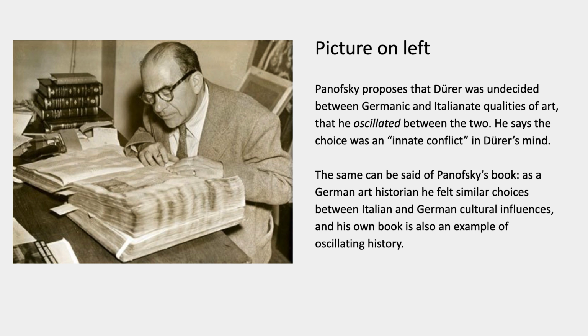And he says that the choice between being a quote-unquote purely German artist and a follower of Italian art styles was a quote innate conflict in Dürer's mind. It's also possible to read Panofsky's own book this way, because as a German art historian, he also felt similar choices between Italian and German cultural influences. So his own book is also an example of this kind of oscillating history.